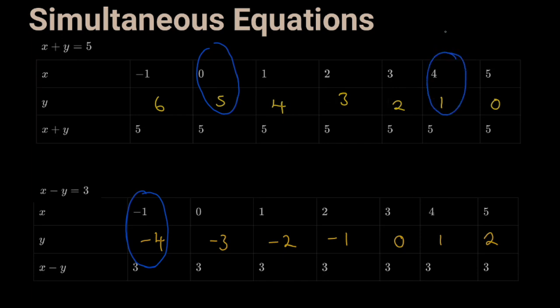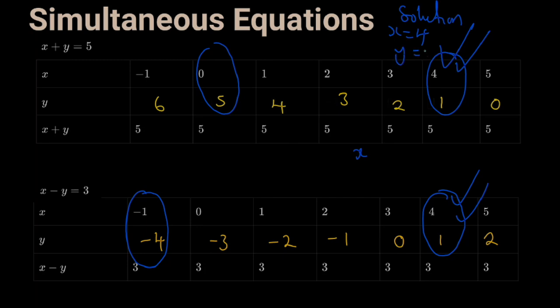Okay, so here, this is what you're looking for. Because here the values, they are the same. So they agree that when x is equal to 4, y is equal to 1. Okay, so these are your solutions for your simultaneous equation. Let me write using this. So your solution would be x equal to 4, and your y value would be equal to 1.